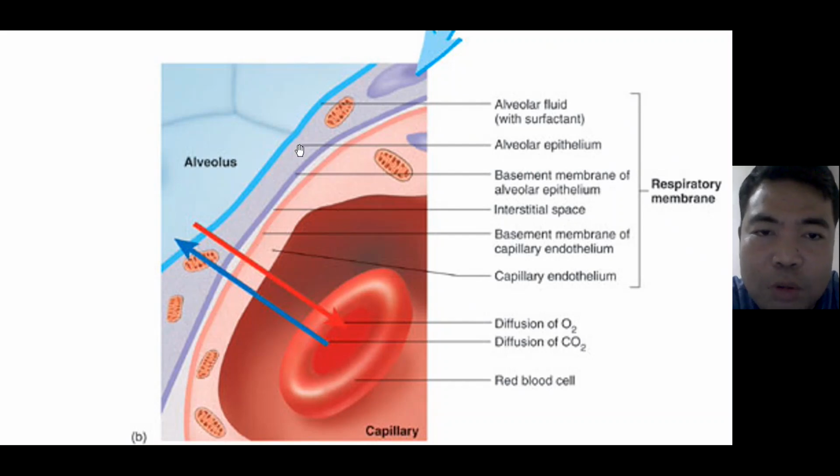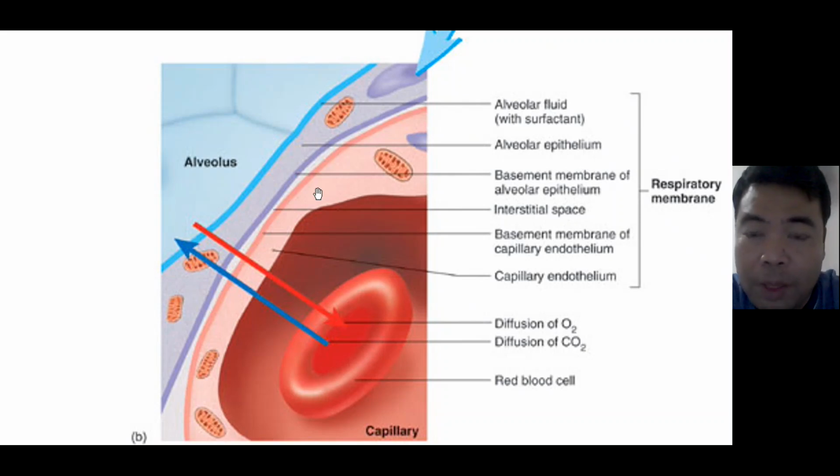Sa side ng alveolus, meron kang tatlo. Alveolar fluid with surfactant, alveolar epithelium, and the basement membrane of the alveolar epithelium. While on the side of the pulmonary capillaries, you only have two layers. What are those two layers? Your capillary endothelium. O, ito yun. Ito yung capillary endothelium, which is also made up of simple squamous epithelium.